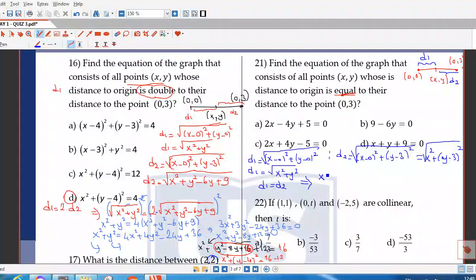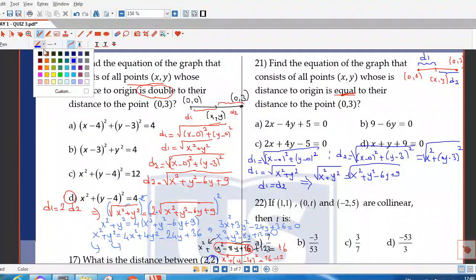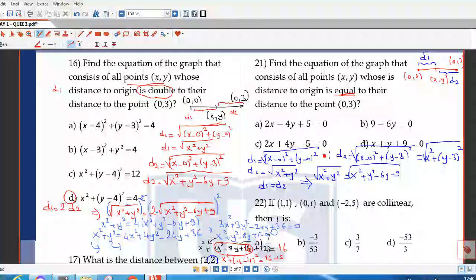x to the power of 2 plus y to the power of 2 with square root should be equal to distance 2, which is here. I can also expand the parentheses: x squared plus y squared minus 6y plus 9 with square root. Taking squares of both sides will help us to eliminate the square root.